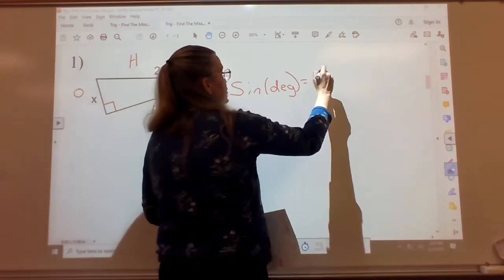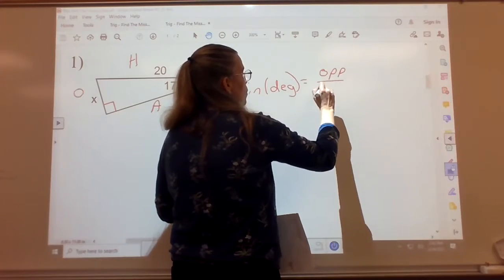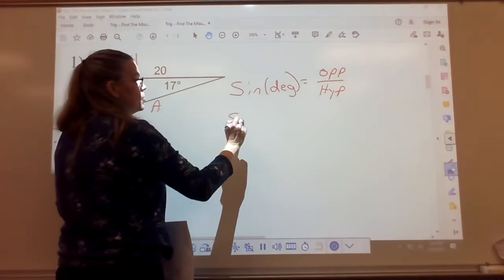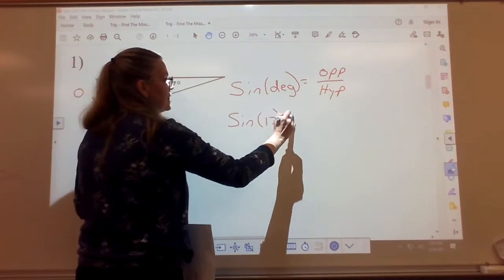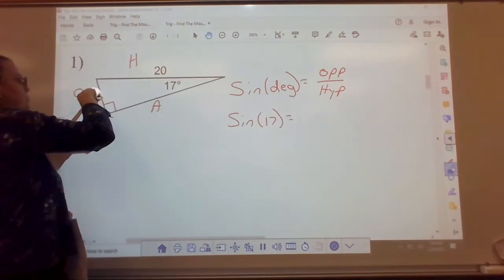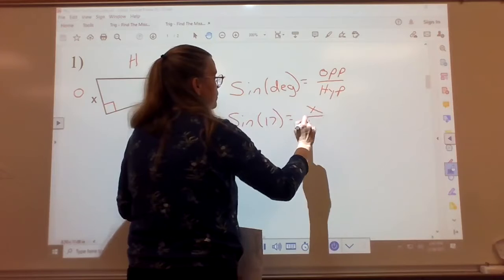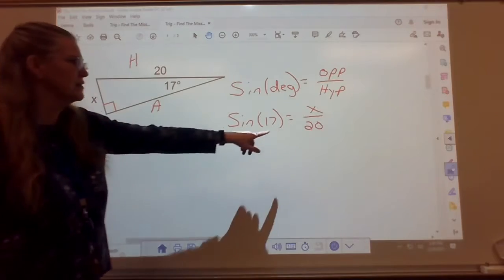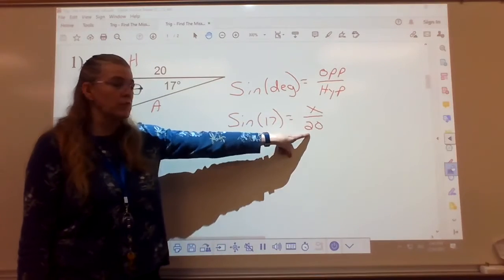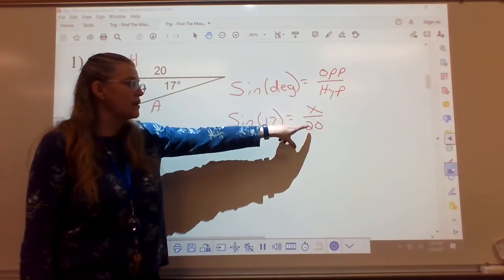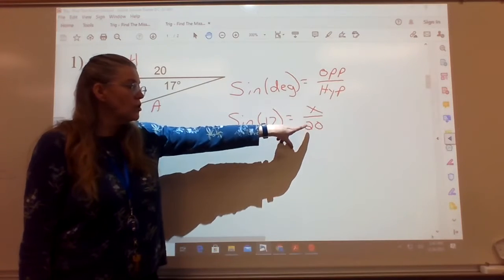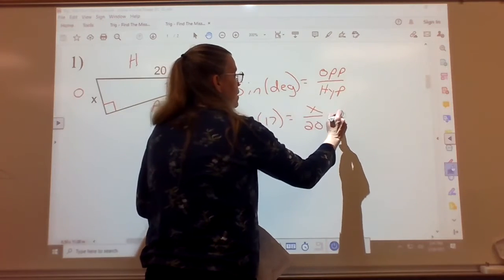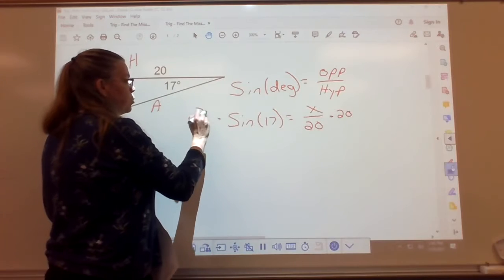So sine of the degree, opposite over hypotenuse. I know the degree. So sine of 17 equals opposite over hypotenuse, x over 20. So x on top, 20 on bottom. So there's my set up. Well, I've got to solve for x. So if I'm going to solve for x, I got to move the 20. Well, this is x divided by 20. Fractions are just division. So the opposite of divide is to multiply. So I'm going to end up multiplying both sides by 20.